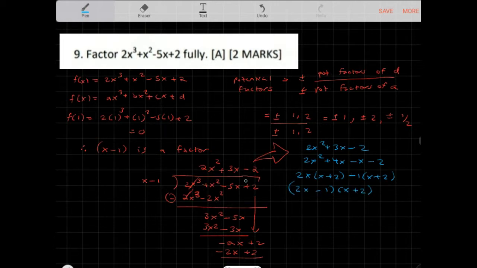Okay, so that's the quotient factor, and then we already found out previously that x minus 1 is a factor, so f of x can be written as x minus 1 times 2x minus 1 times x plus 2, and this is our expression fully factored.